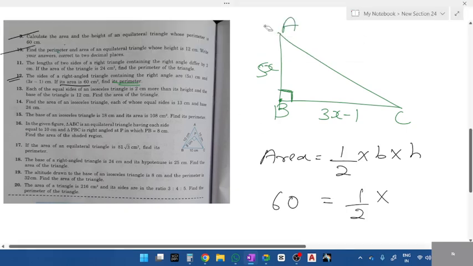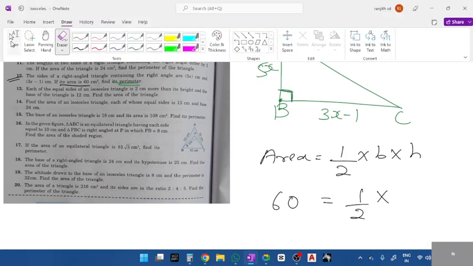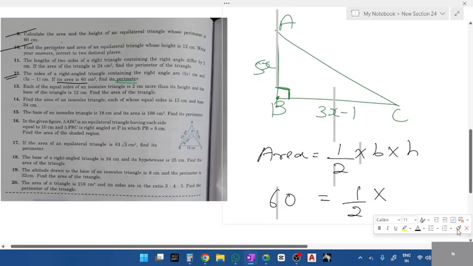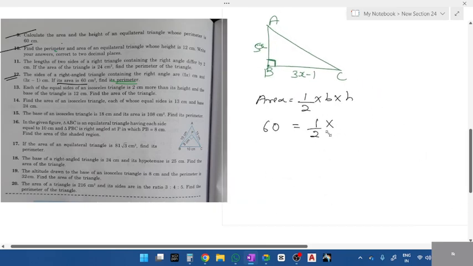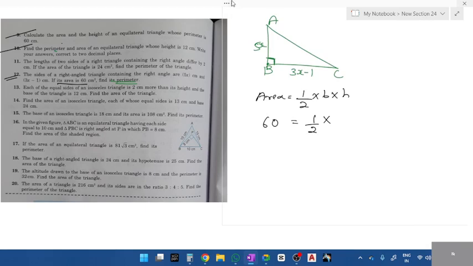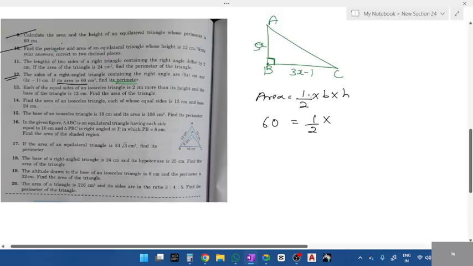Don't write when I'm teaching. Listen here. Later you all can solve. First concentrate, students. The right angle is given and the area is given. Because the area is given, I've written the area formula: half into base into height. We have taken the values as 3x minus 1 into 5x. What happens to this 2? It goes to the other side and becomes 120.